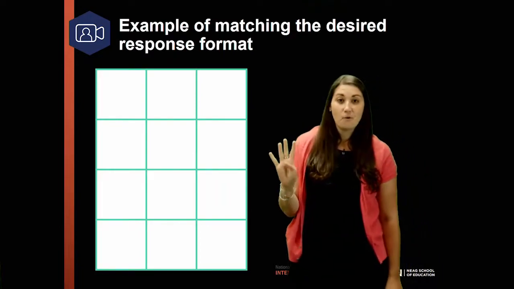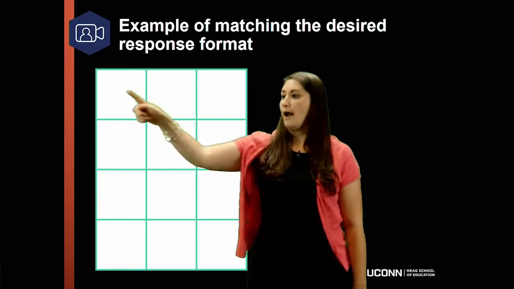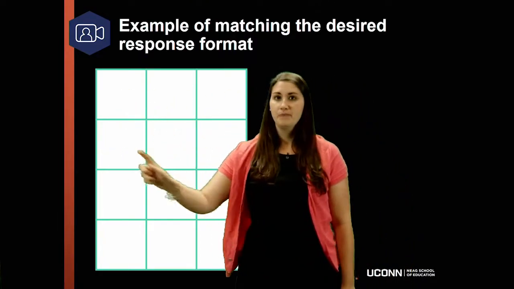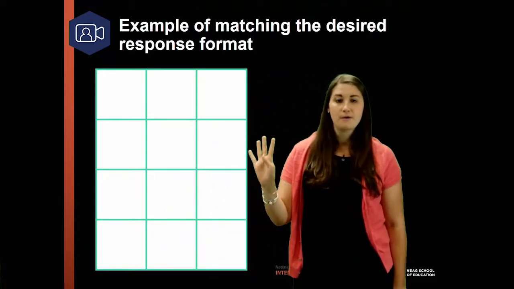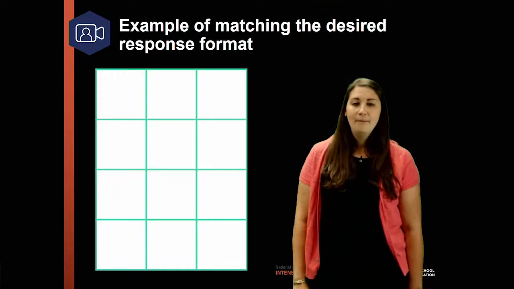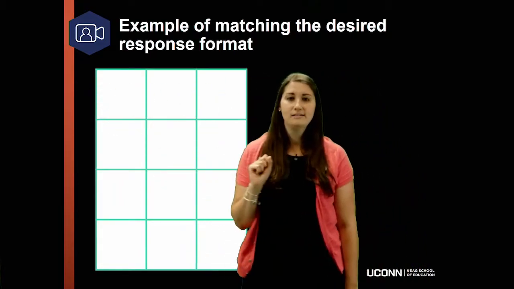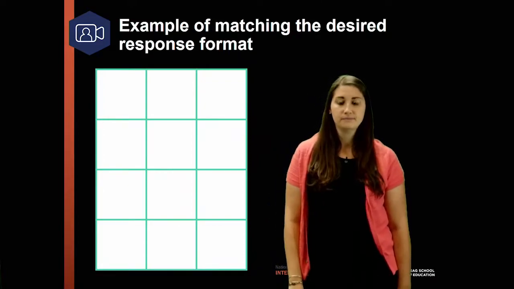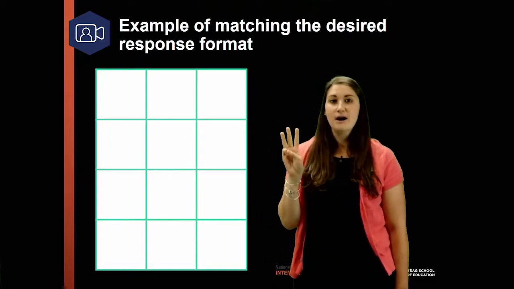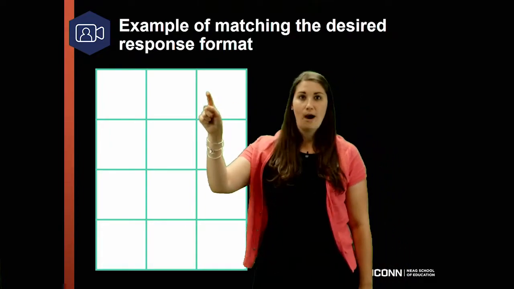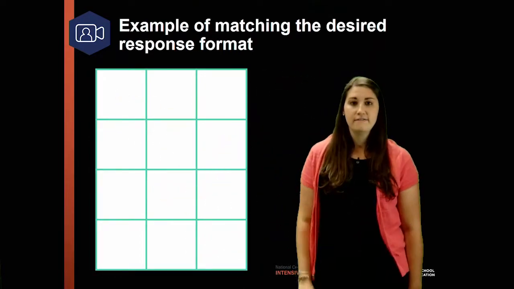Good job. There are 4 rows in this array. Let's point to them together. 1, 2, 3, and 4. There are 4 rows in this array. How many squares are in the first row? Here's the first row. How many squares? Show me on your fingers. 3. Great job. There are 3 squares in this row. Let's count them together. 1, 2, 3. There are 3 squares in the first row.